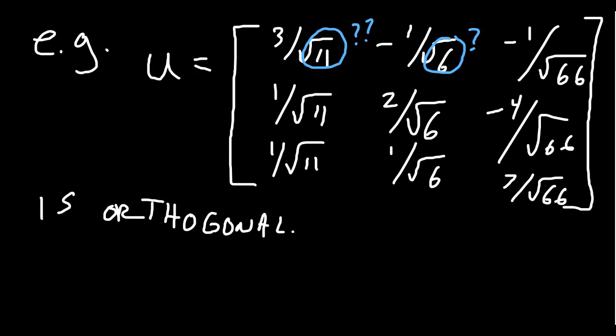Square root of 11, square root of 6, square root of 66. What's going on here? Well, remember, to be an orthogonal matrix, we need our columns to be an orthonormal set. So each of these things has to be a unit vector.